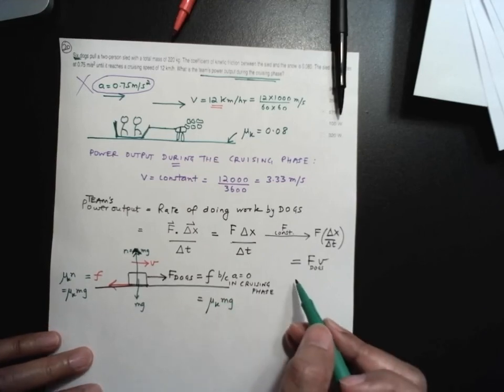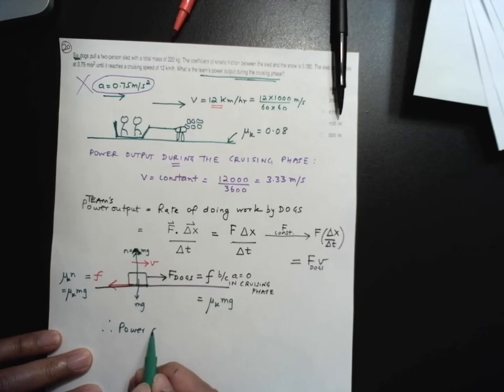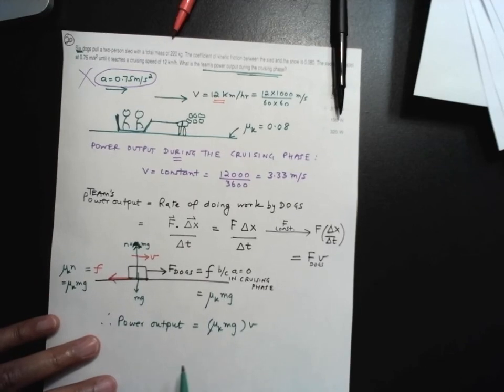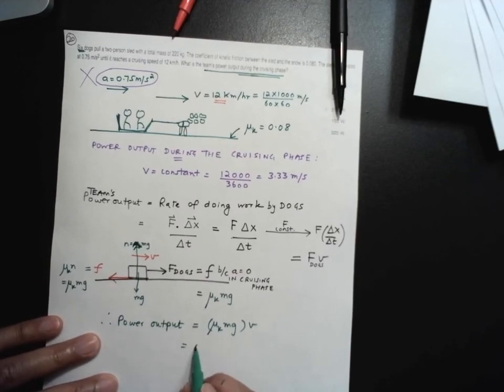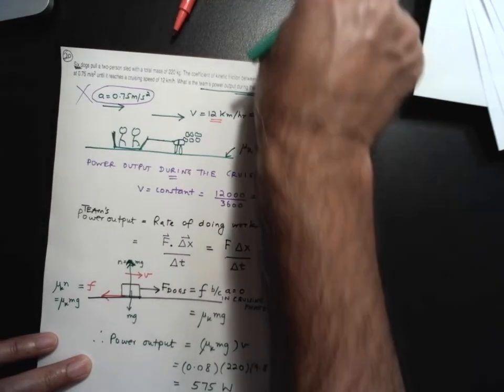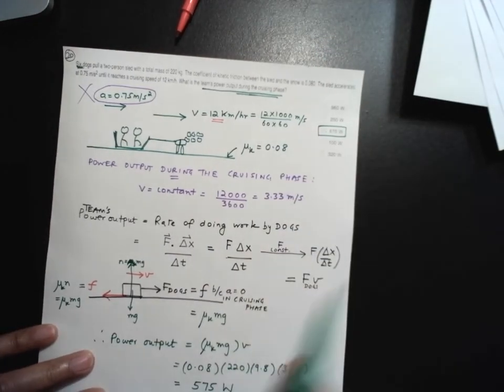So therefore the power output is equal to the force by the dogs, which is mu sub k mg, times the velocity v. If we put in those values, 0.08, the mass 220, g of 9.8, and the velocity there, you come up with 575 joules per second, or watts. So that's your answer right there.